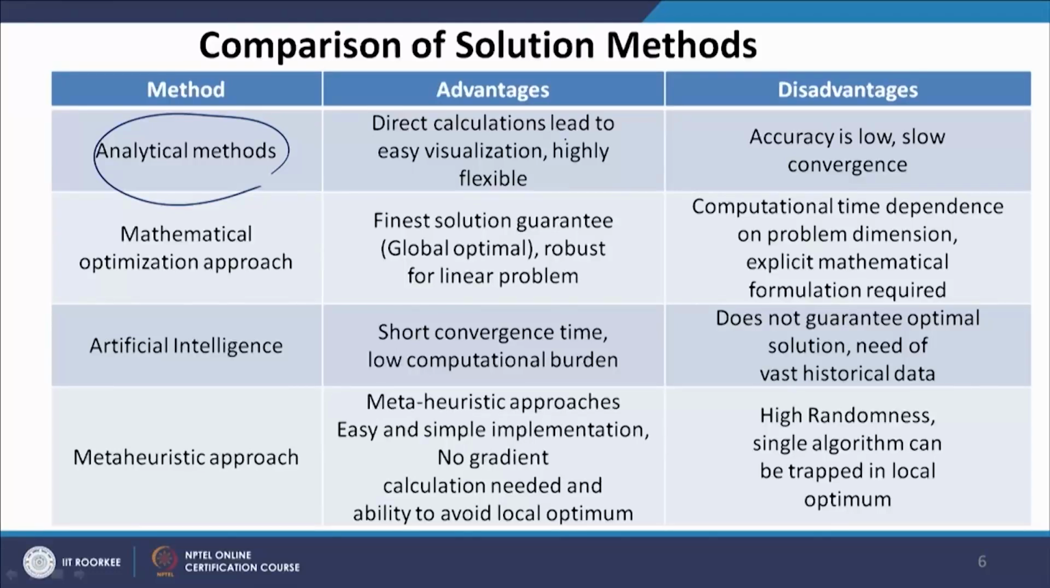Now, in the case of the metaheuristic approach, metaheuristic approaches are easy and simple to implement, no gradient calculation is needed, and they have the ability to avoid local optimum, but there is high randomness. A single algorithm can be trapped in a local optimum frequently.